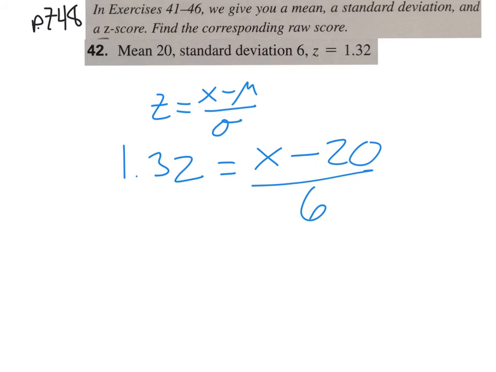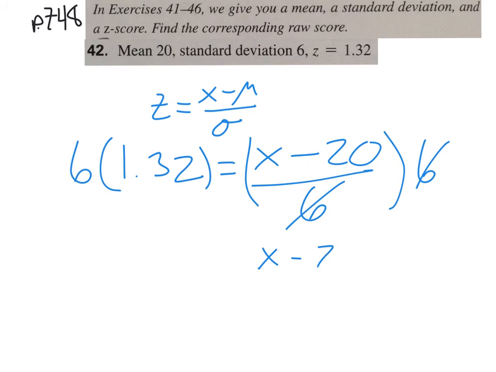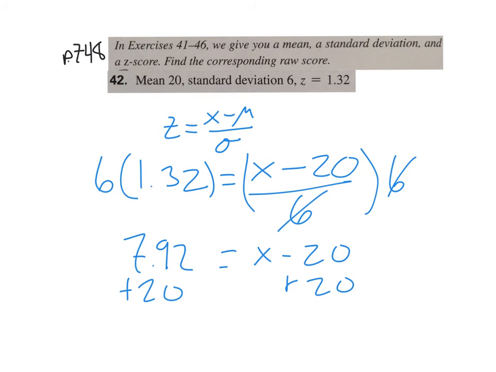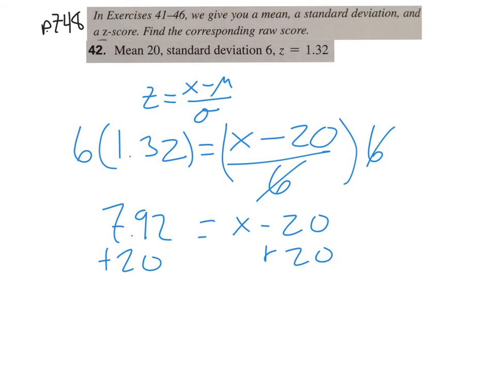Again, I'm just plugging in the pieces that I have in the formula, and this time I want to solve for x. If you want to solve this equation for x, the first thing you should do is get rid of the 6. Multiply both sides by 6. That cancels out here, so we get x minus 20. Over here you get 6 times 1.32, which is 7.92. And then obviously if you want to solve for x, add 20 to both sides, and you should get x equals 27.92.